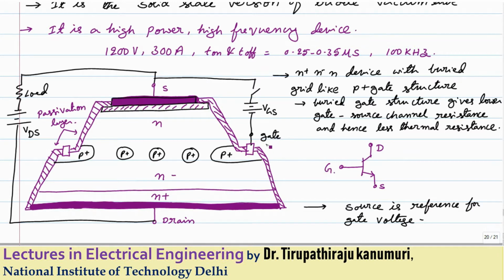Now coming to the symbol of this device, the symbol will be like this. It just resembles a transistor symbol. The only thing is that the terminals are different here. This is called the gate, and this is called the source. Instead of emitter it is called source, and instead of collector we call it drain. Normally this device is in the on condition. Unless the gate pulse is applied, it remains in the on condition.